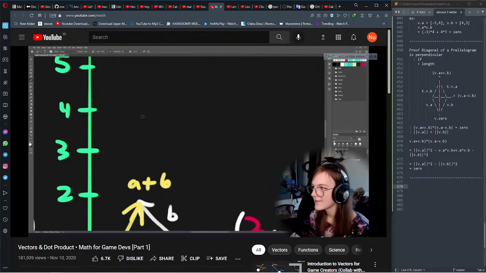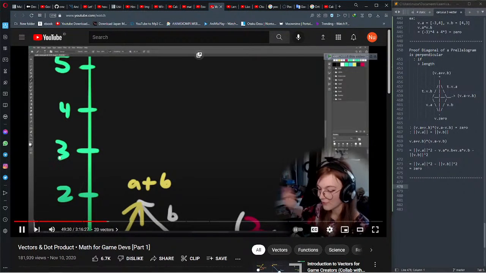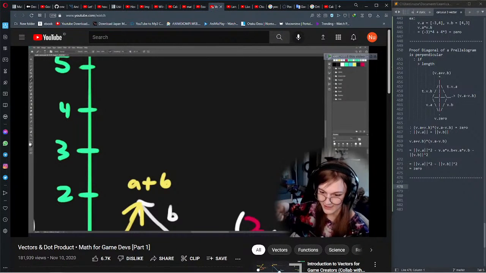So for instance, if you're working with matrices or quaternions, then multiplying those is different depending on the order that you do it in. I think matrices are non-commutative.